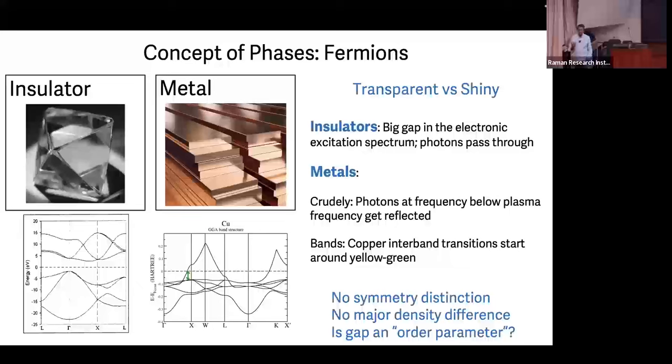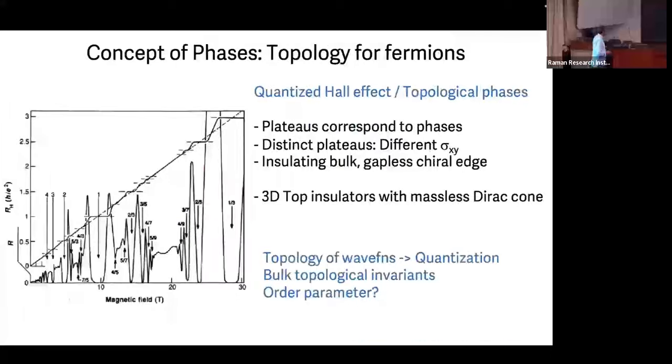But the question is, can one convert that into some way to more sharply distinguish them? Because a gap is some global thing that I measure, right? It's not like a local order parameter. I'm not looking at local gaps. But the question is then, can one come up with some suitable order parameter to think about what distinguishes a metal from an insulator? And I'll just leave that as a question.